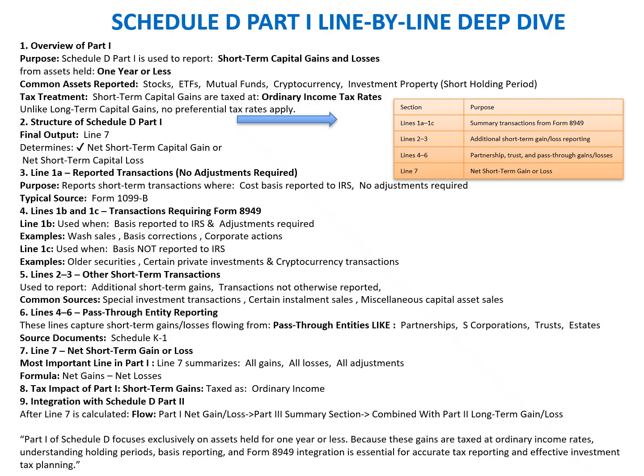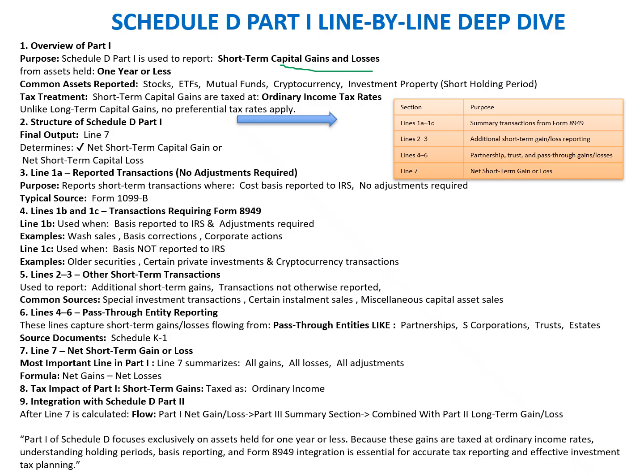Okay, now we'll talk about the Schedule D Part 1 line-by-line deep dive. The purpose of Schedule D Part 1 is to report short-term capital gains and losses. Common assets reported are stocks, ETFs, mutual funds, cryptocurrency, and investment property with a holding period of a year or less. Short-term capital gains are taxed at the ordinary tax rate, and unlike long-term capital gains, no preferential tax rate applies.